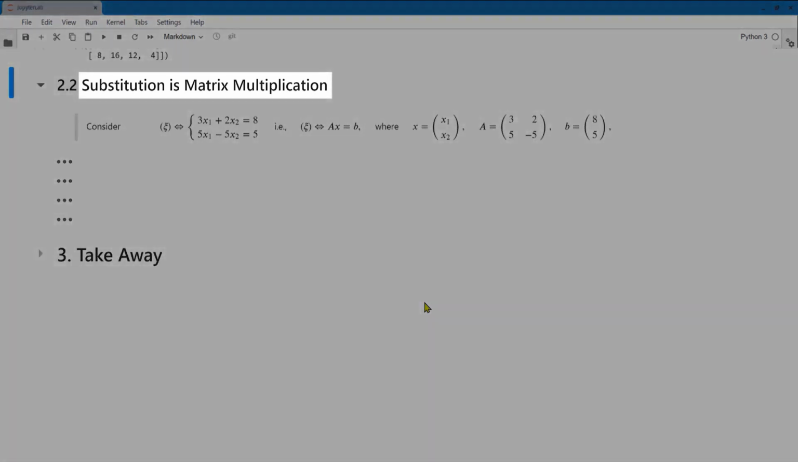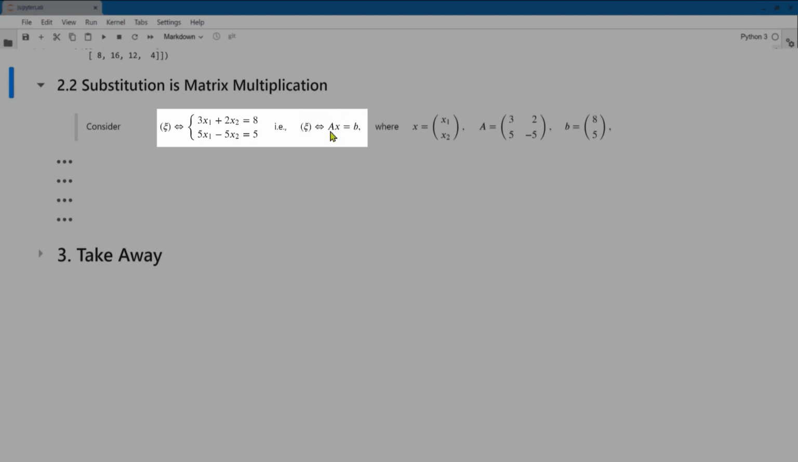Substitution into a set of equations is actually a matrix multiplication. Look at this set of equations here, and notice that we can write this as a matrix A times a vector x is equal to B, where that vector x is just our two variables, x1 and x2, and the matrix A is the coefficients of those two variables. And if you multiply that out, you'll indeed see that A times x equals B is equivalent to this expression.